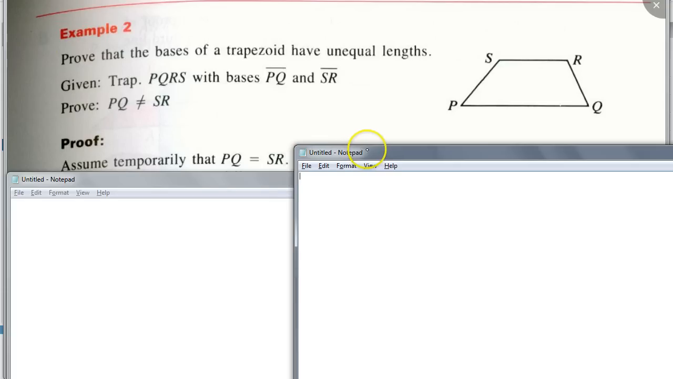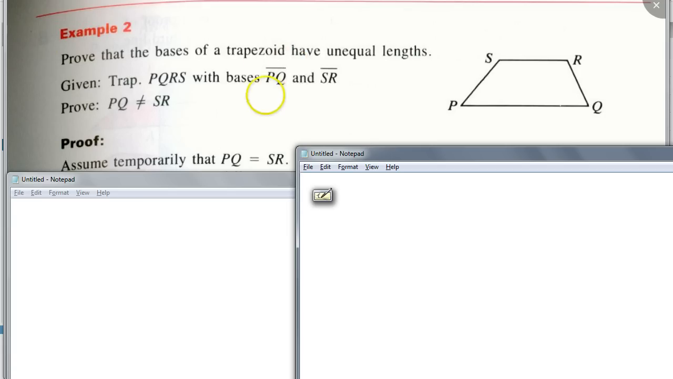Now step 2 is actually where the work really takes place, right? Step 2 is the part where we have to show, using logical reasoning, that you can reach a contradiction to the known fact. What's your known fact here? You have a trapezoid. Also, you have bases PQ and SR, right? So you have to reach a contradiction to the known part here. So what can you say next? If I assume temporarily that PQ is equal to SR, what can you say next?